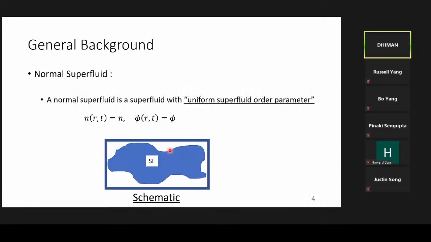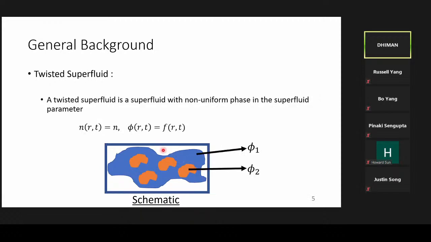So what is normal superfluid? Generally, superfluid denotes this normal superfluid where the number of particles is constant throughout space and time, and the phase is also constant throughout space and time. So here is a schematic picture of that totally uniform superfluid. And what is twisted superfluid? In the case of twisted superfluid, the number of particles is constant over space, but the phase is varying over space. So here the pink area has a different phase phi2 and the blue area has a different phase phi1.